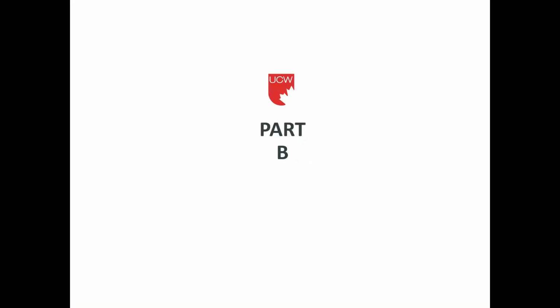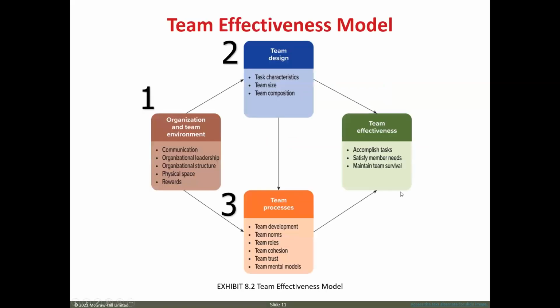Now, let's go to part B. After knowing a little bit about teams versus groups, some characteristics, three important characteristics, some advantages or challenges, let's go, how can we have more effective teams? There's a beautiful model, and I want you to keep in mind, I put numbers for you. If you want to have a very successful team, a very effective team, three interrelated items are important.